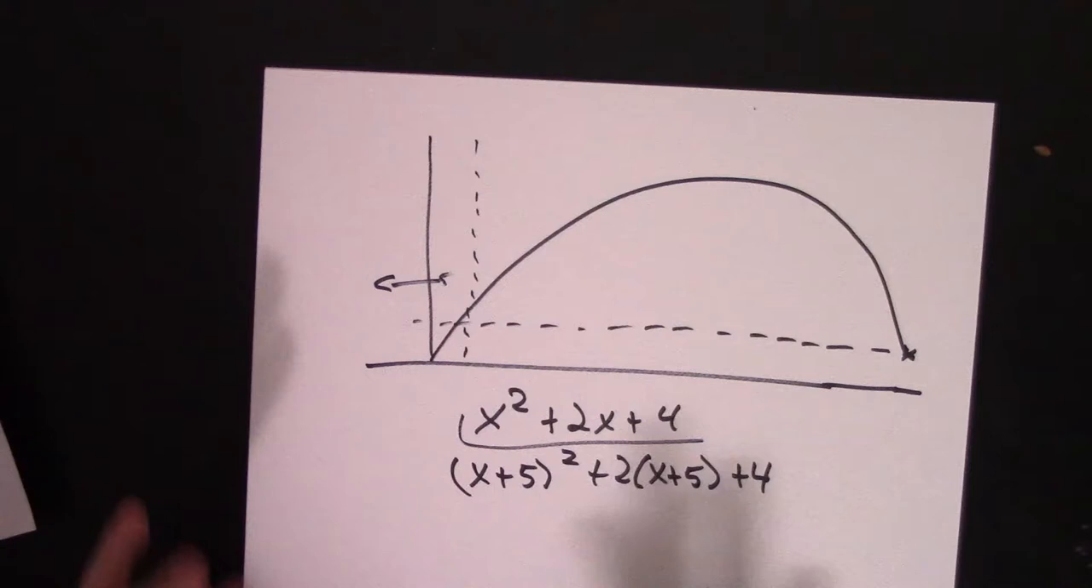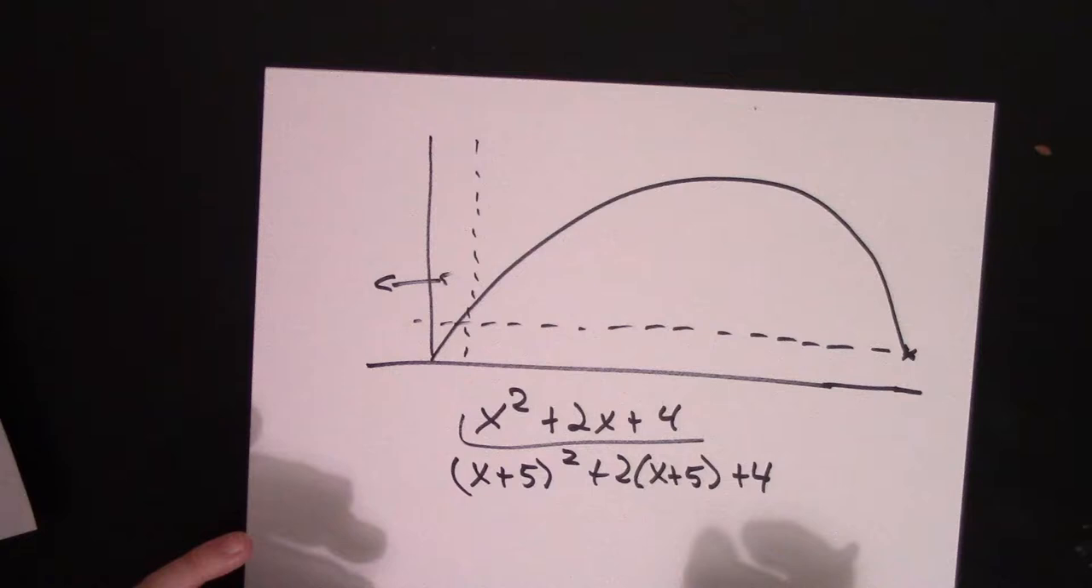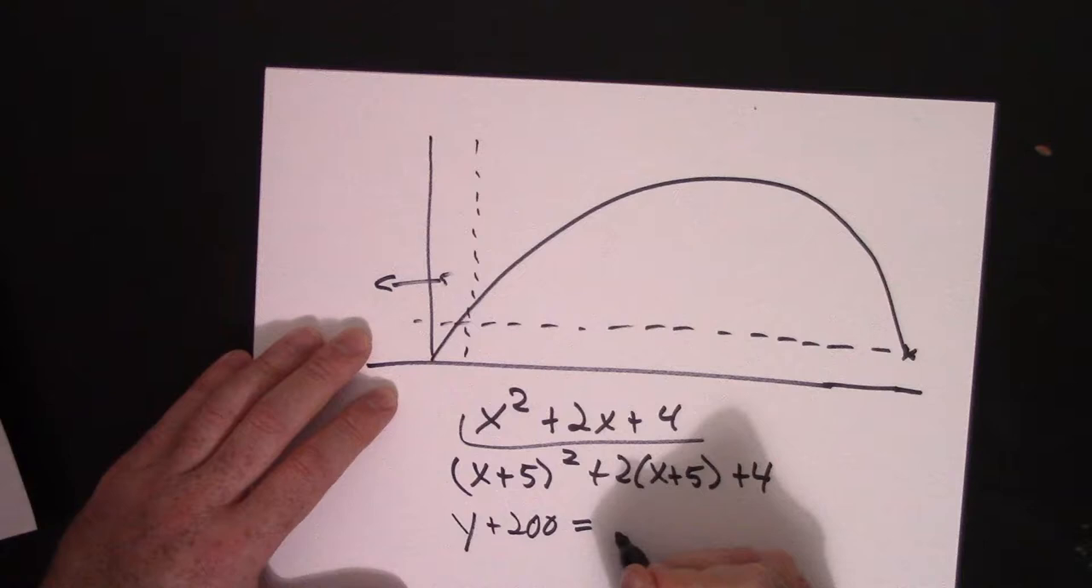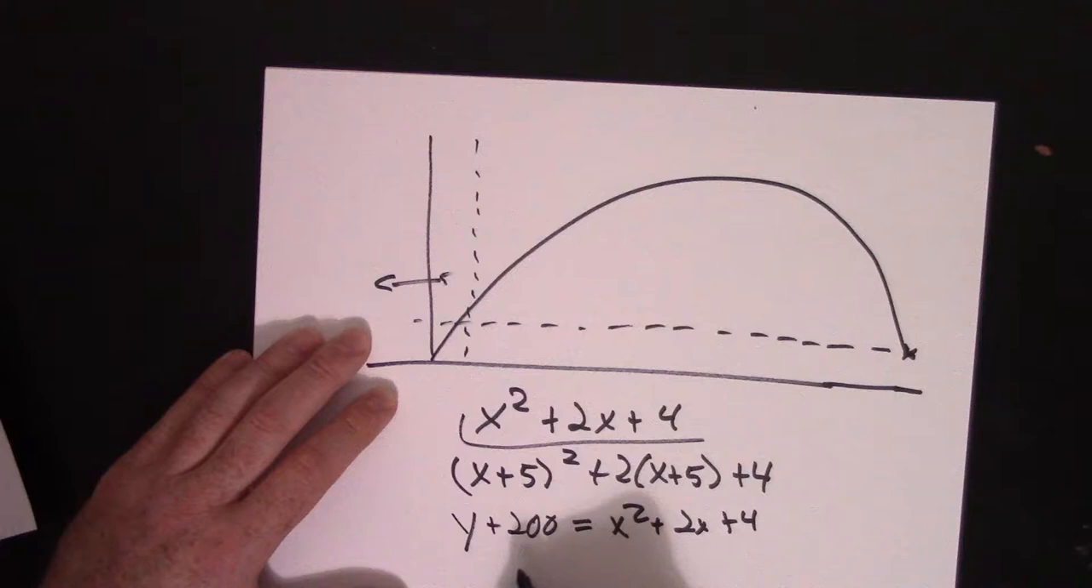Similar thing has to happen with the y direction. In order to move it, it's not as counterintuitive. Your y, in order to move it up, plus 200 equals, and let's just say it's this easy polynomial. You would then subtract the 200 from both sides.